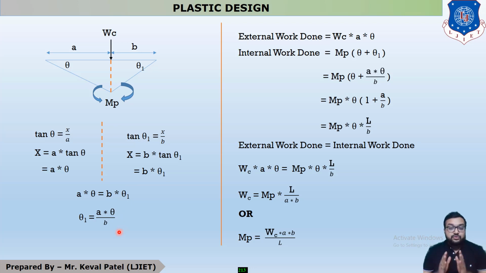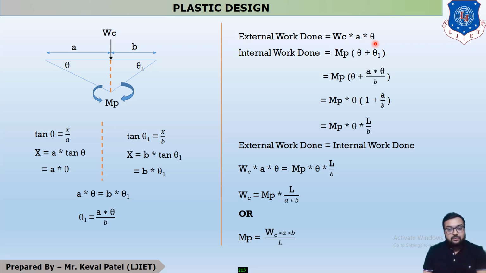Now the most important term is starting, which is external work done. So what is the equation of external work done? It is already clear from your last lecture that if a point load is acting, then external work done is equal to load into deflection under that point. So this is the load, which is WC, into the deflection. What is this value? This value is a theta. So your external work done is equal to WC into a theta.